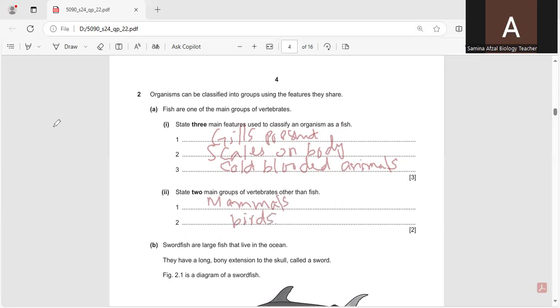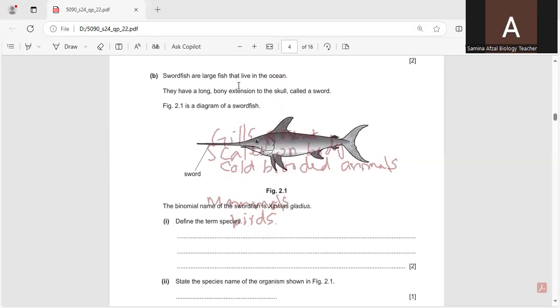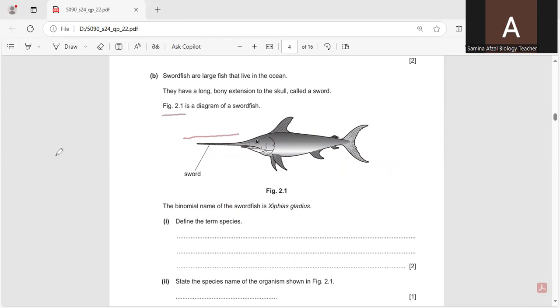Now we will move towards the next part, which is B. And what is written in the B? They have shown a picture of swordfish. Swordfish are large fish that live in the ocean. They have a long bony extension to the skull called a sword. Figure 2.1 is a diagram of the swordfish. The binomial name of the swordfish is Xiphias gladius, and define the term species.